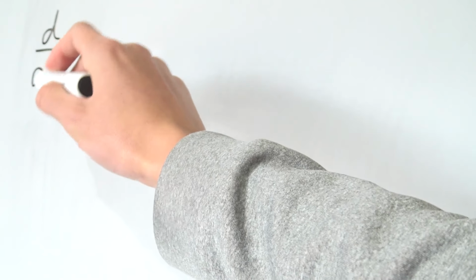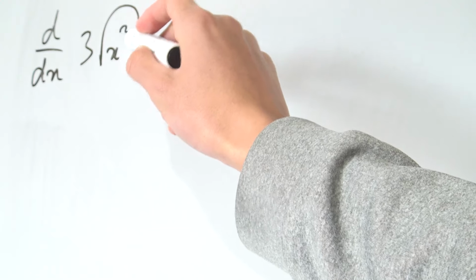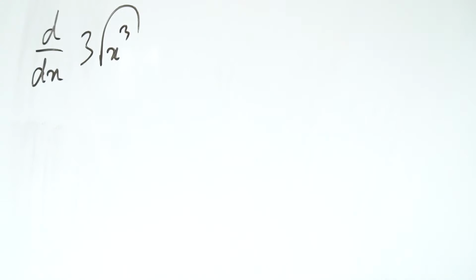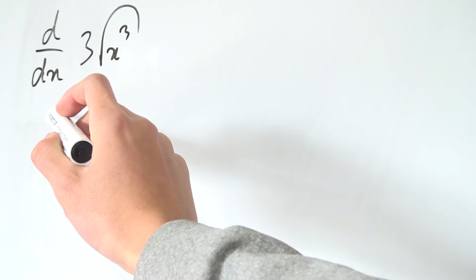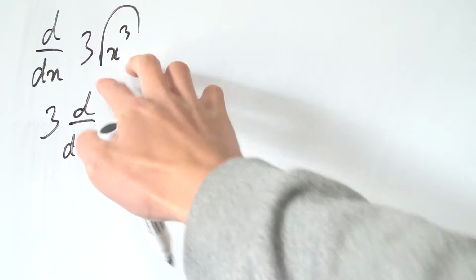So let's say, for example, we want to take the derivative of 3 square root of x to the third power. How exactly can we do that? Well, remember, by one of the derivative properties, we can bring this 3 out to the front, just like a constant, and we can just differentiate this function here.